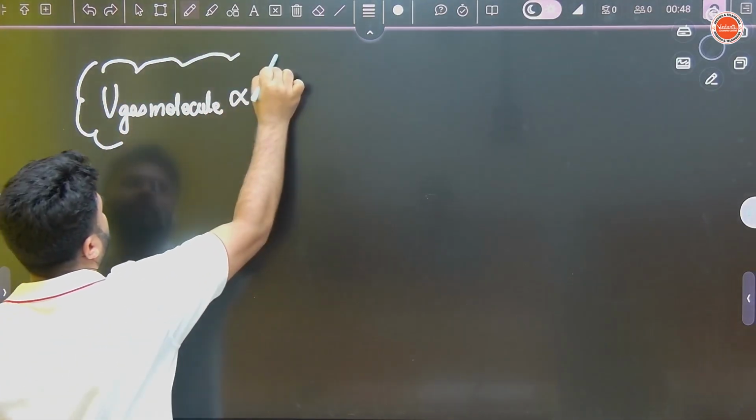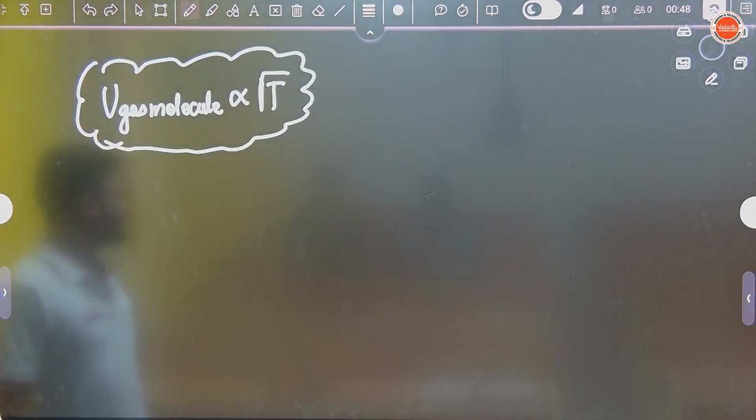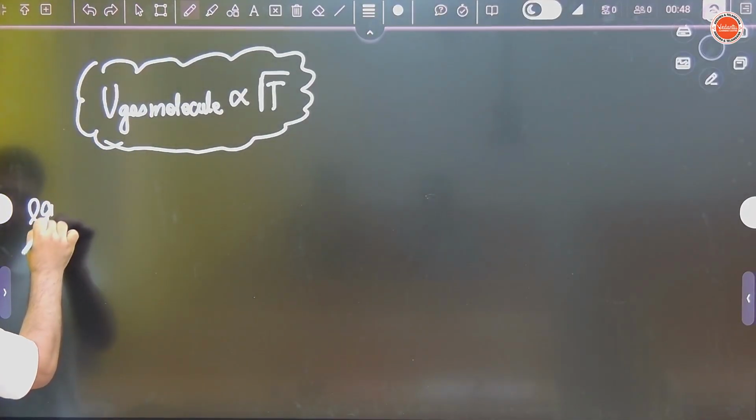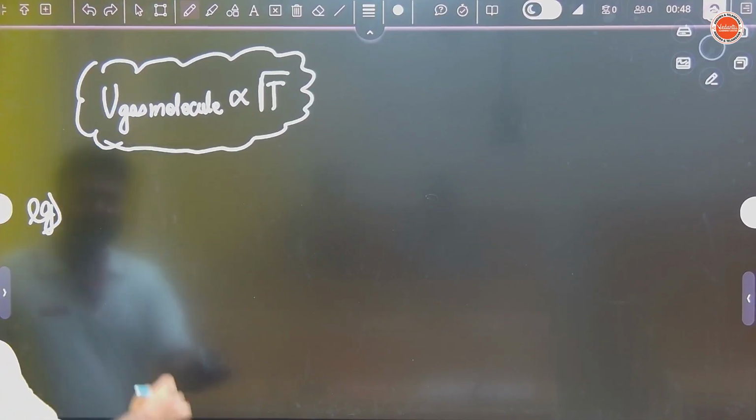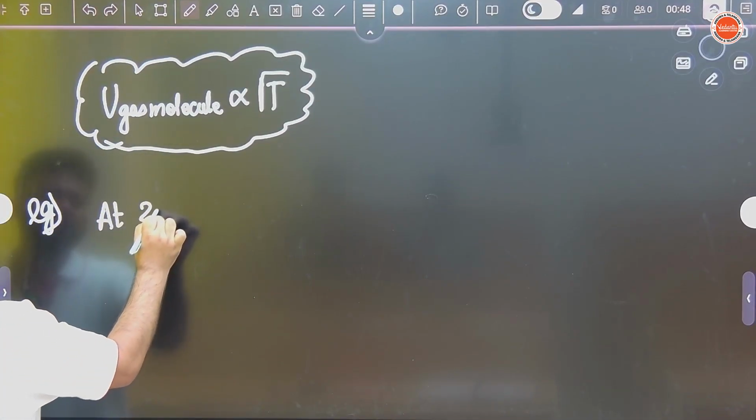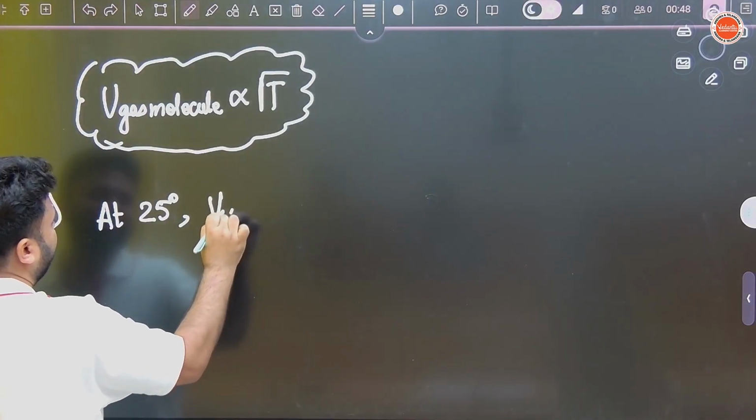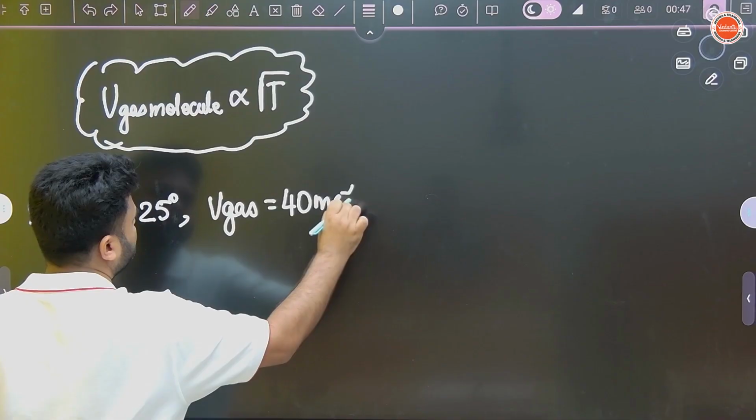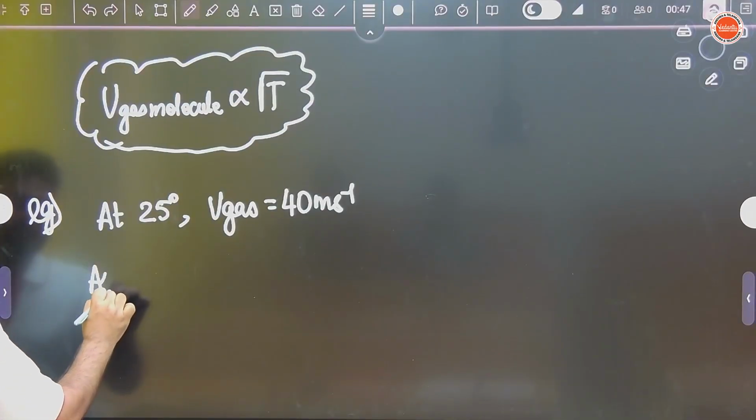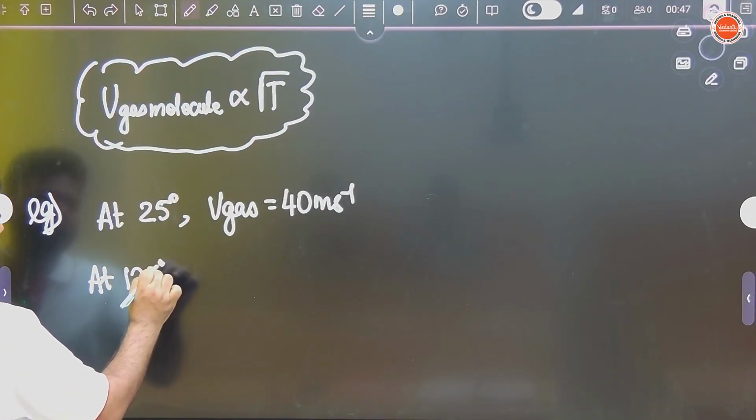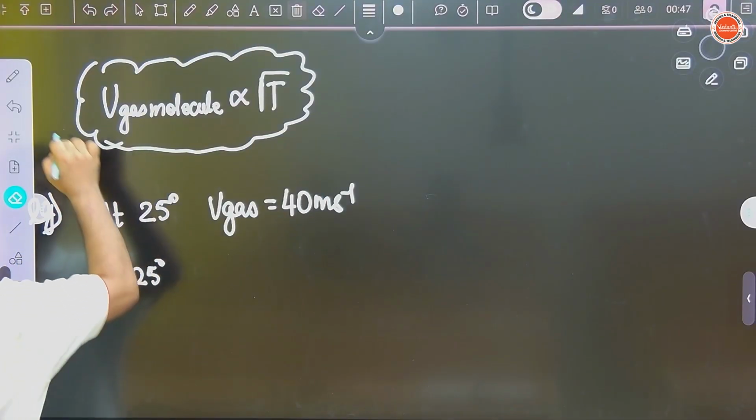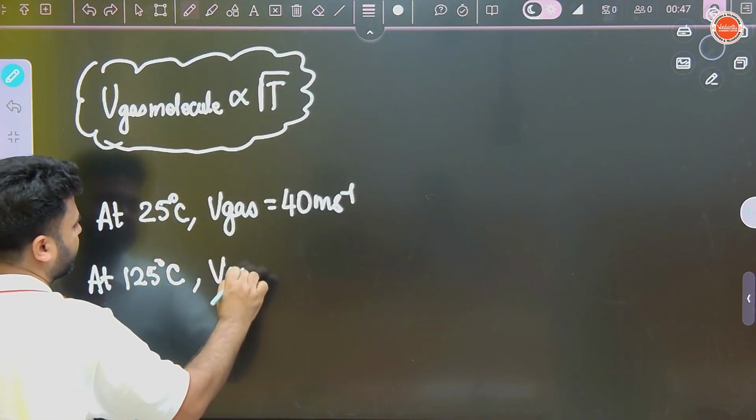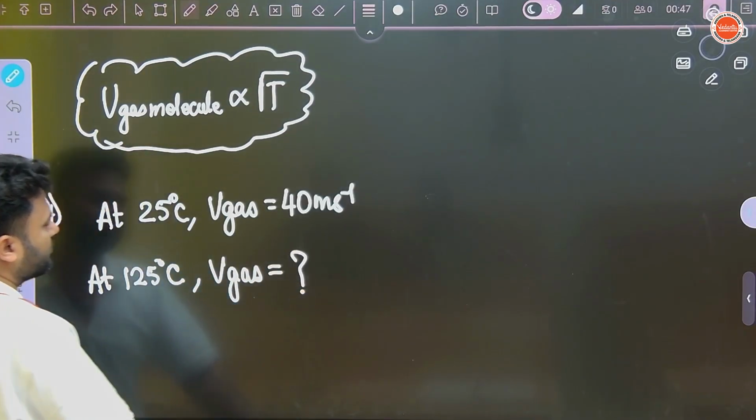So they ask questions from here. Like for example, they will give that at 25 degrees Celsius, the speed of the gas is 40 meter per second, for example. So they are asking at 125 degrees Celsius, what will be the velocity of the gas? So how to calculate?